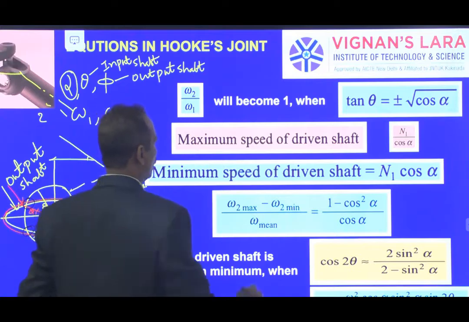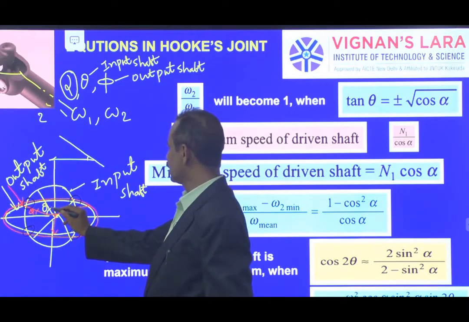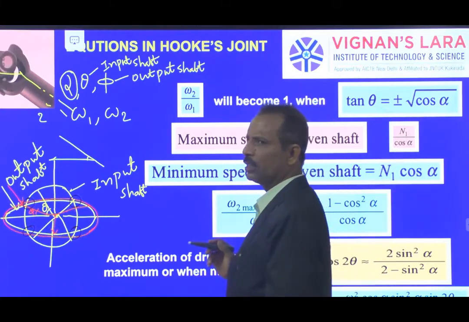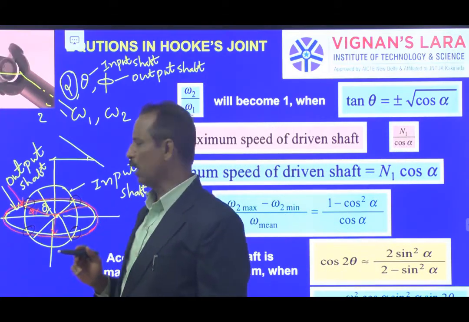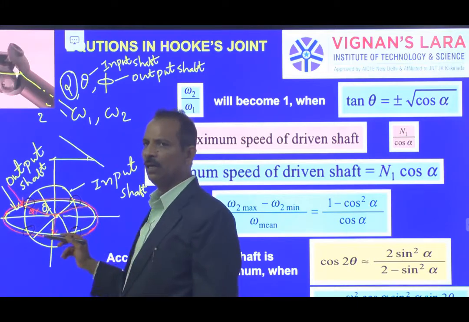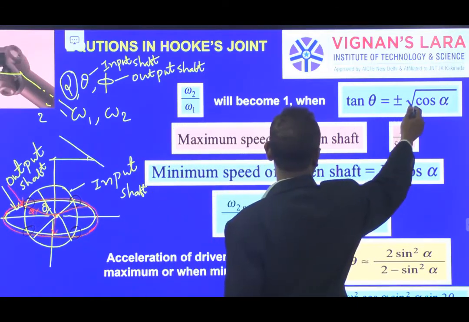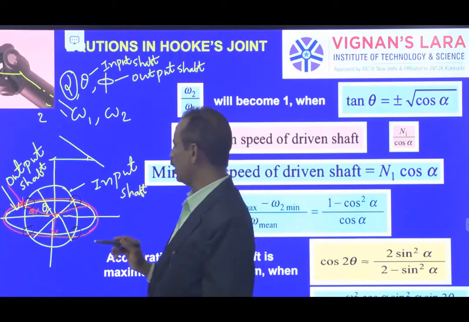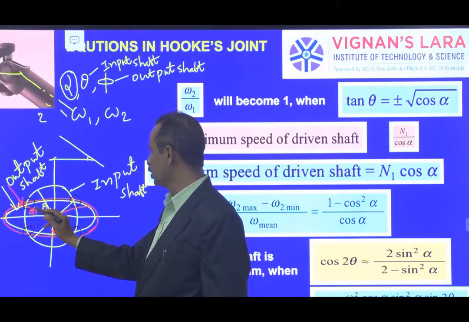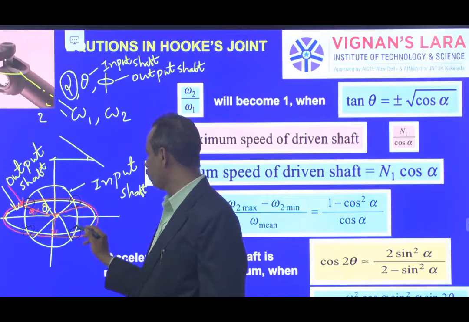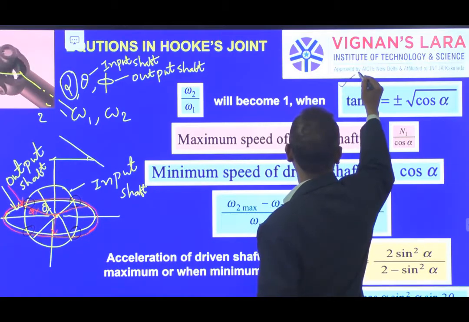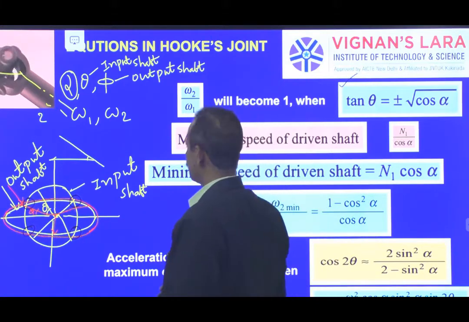So when this is possible, tan theta is equal to plus or minus root cos alpha. So when this theta, the input shaft angle, is equal to plus or minus root cos alpha in this sense, this condition will be fulfilled. That means you can find these 4 points where it occurs by this equation. This is one equation which we use.